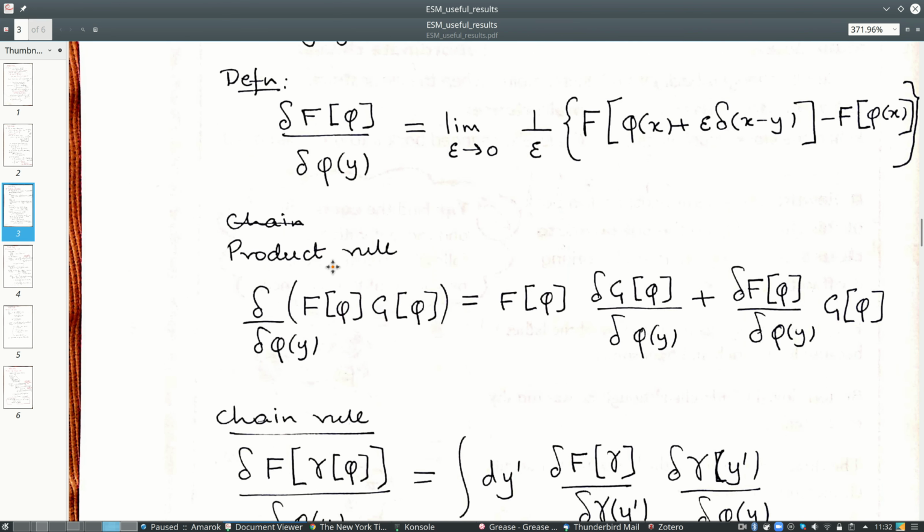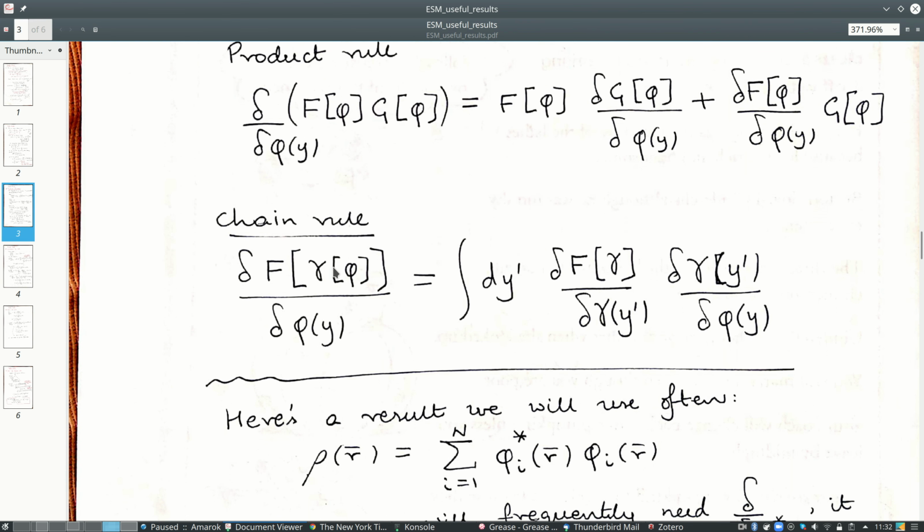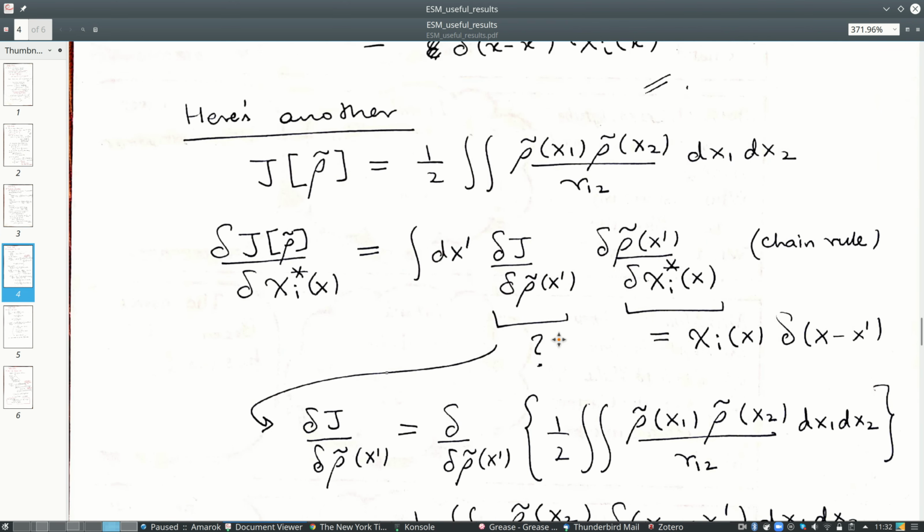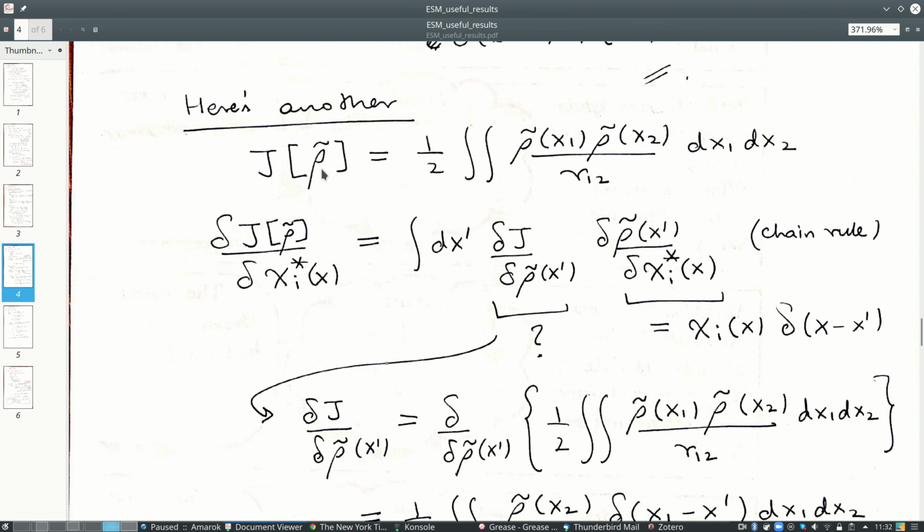It says that when you have a functional which is a functional of something else, then we have this derivative written as the integral over an auxiliary coordinate y prime, and then we use a chain rule under the integral. So let's go back and do this here. So here J is a functional of rho tilde and rho tilde is a functional of the chi i's, and that's why we have this chain rule needed.